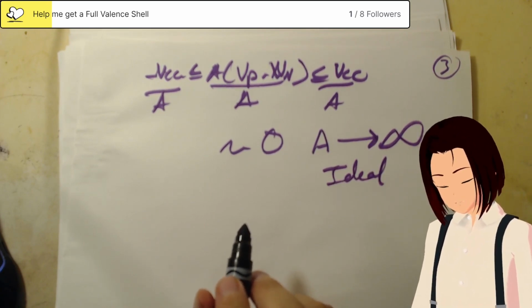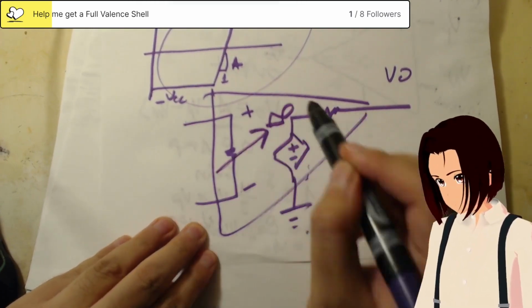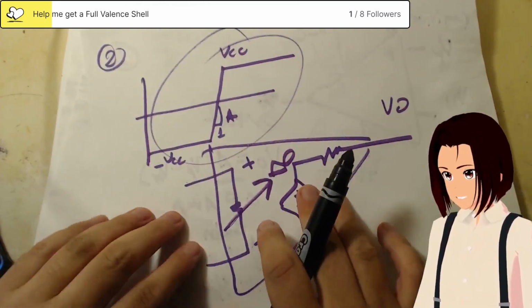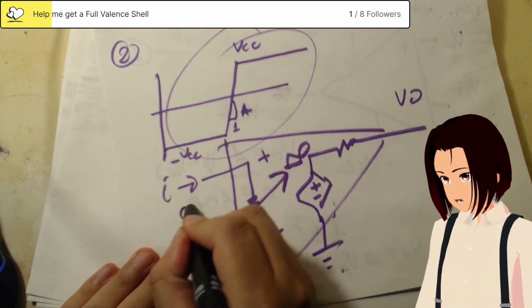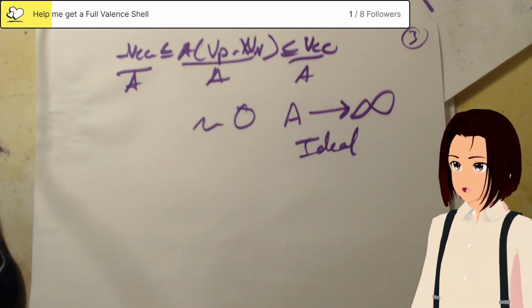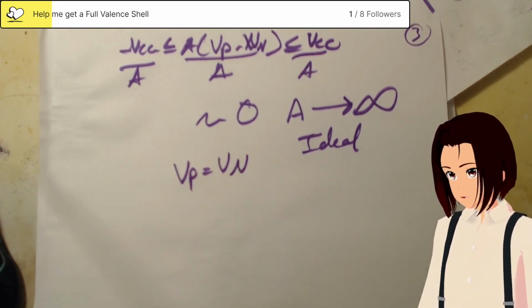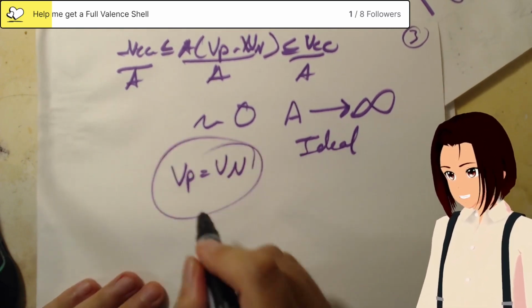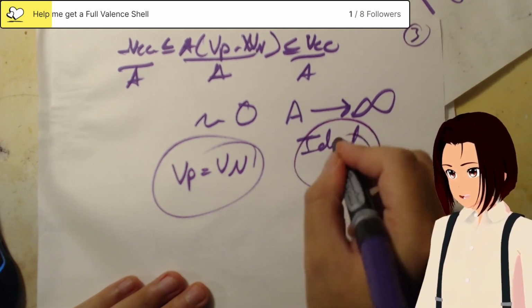Let's go. This right here ideally goes to infinity as well. So that's the ideal op amp. Basically, the currents going into here are going to be 0. How would you make it so that VP is equal to VN? How would you ensure this relationship, so we have an ideal op amp configuration?